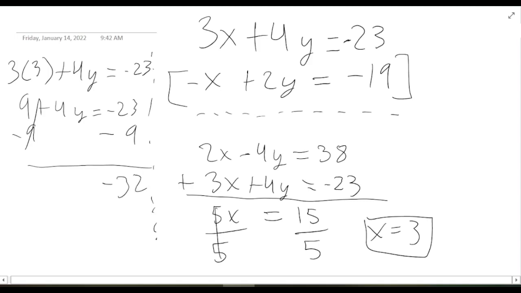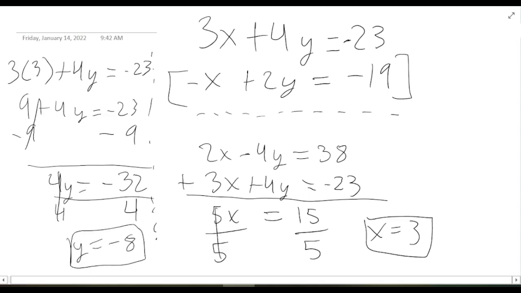And then now we get negative 32. Equals 4y. Now we divide both sides by 4. So 4 divided by 4 is 1, that cancels out, and negative 32 divided by 4 gives us negative 8. So we know our y equals negative 8. So these are our two answers.